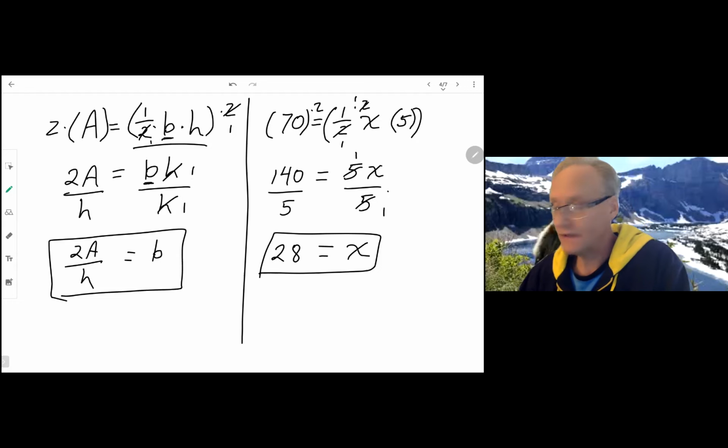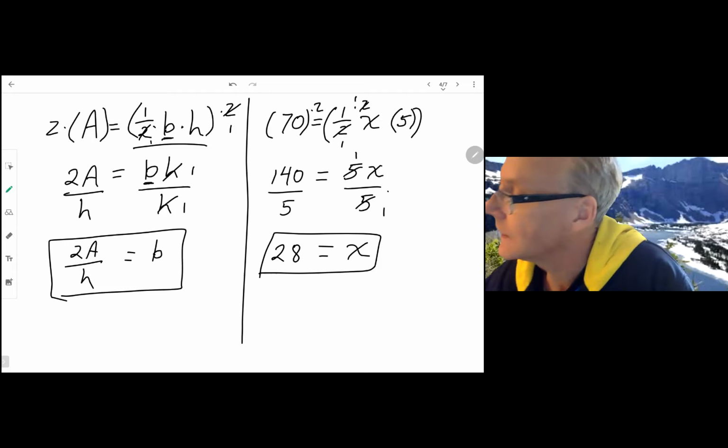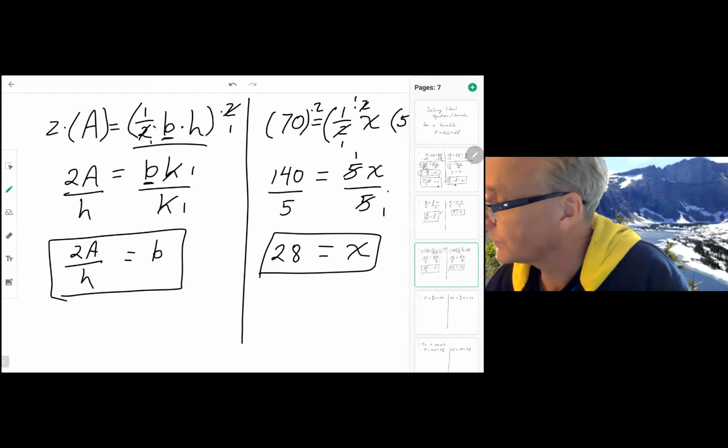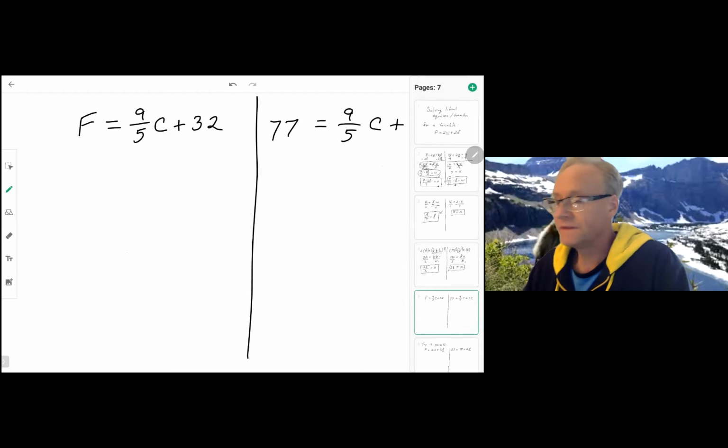So the base of a triangle is equal to 2 times the area divided by the height. And it's very useful to be able to manipulate formulas and solve for a variable. And I'm going to show you why. I'm going to give you one last example. And this is a common formula.